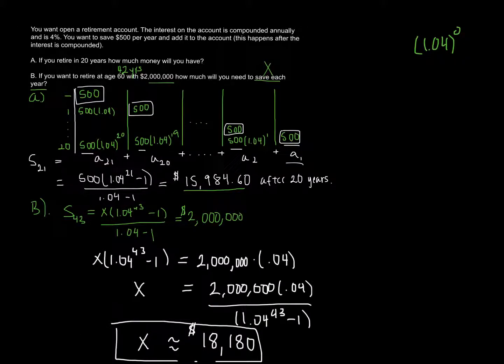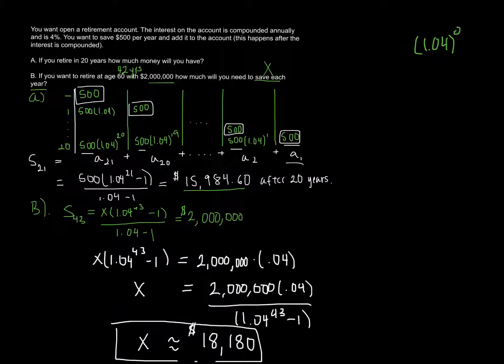Now I went through and solved this out, and basically I'm just doing inverse operations. So the first thing is I'm going to multiply by the denominator. 1.04 minus 1 is 0.04. Then I'm going to need to divide by this 1.04 to the 43 minus 1 on both sides, so I'll do that. And to compute this, I just go ahead and type it into my calculator, and that's going to give me 18,180 as the initial value, which is what I need to be inputting to my bank account each year.